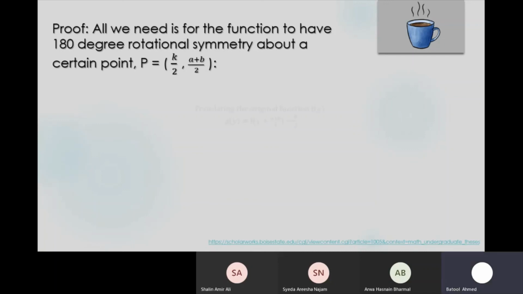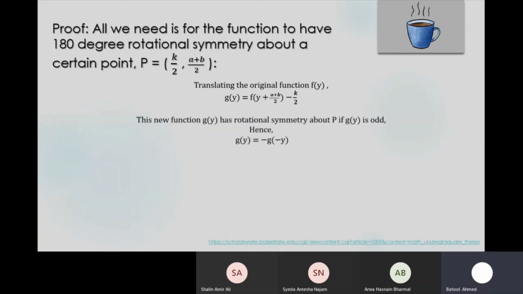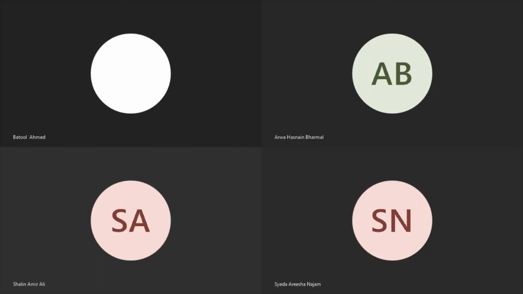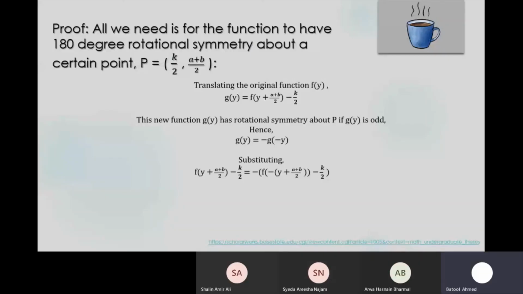If we translate our equation such that this point becomes the origin, we get the equation g of y. For a function to have rotational symmetry about its origin, it needs to be an odd function. And as we know, for odd functions, g of y equals minus g of minus y. We substitute the value of g of y in this representation. Doing so, we arrive at our theorem.